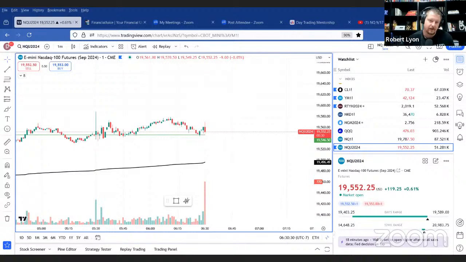I'm using Sierra Chart. This is the one I've been using lately. It's good, except sometimes it has some glitches.